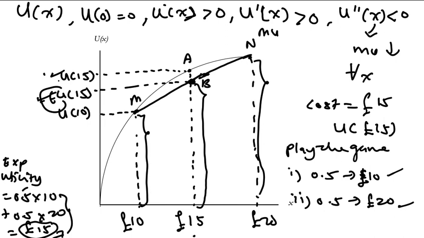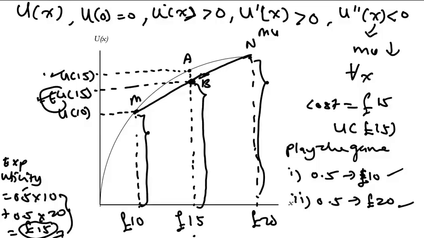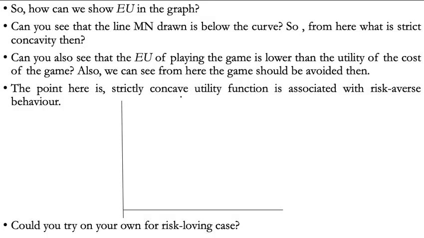But what about if the person is a risk lover? So we have the frame of the diagram here. Can you try it on your own and then compare with the results in the textbook? You'll see the difference. Because in the risk averse example here, utility is higher than expected utility. You could expect that for the risk lover, the utility will be higher than the expected utility.